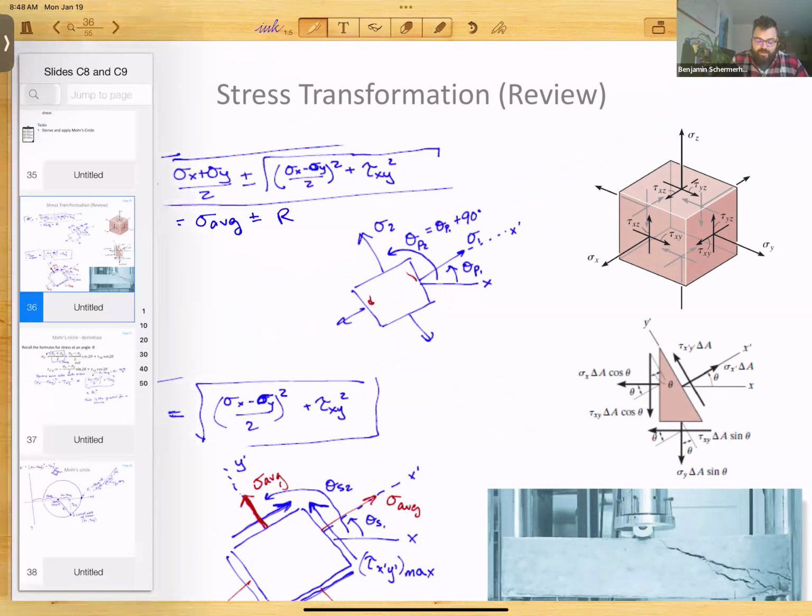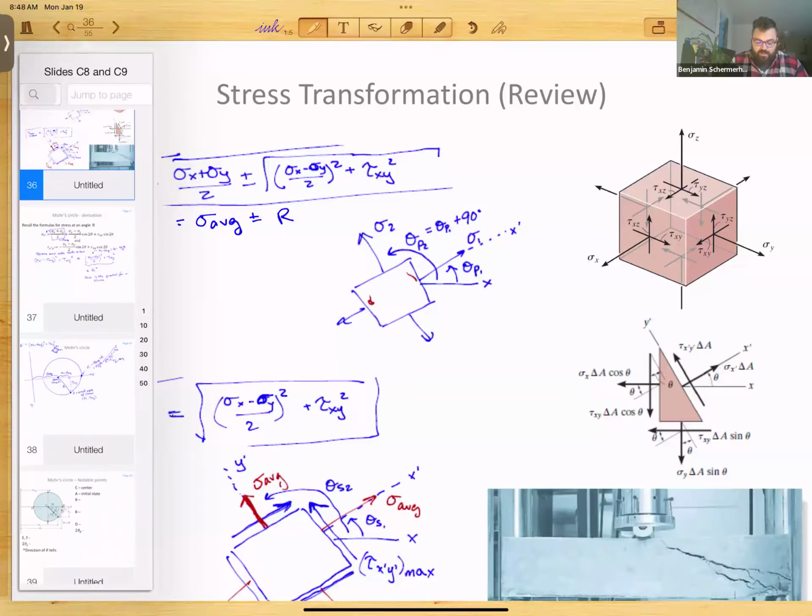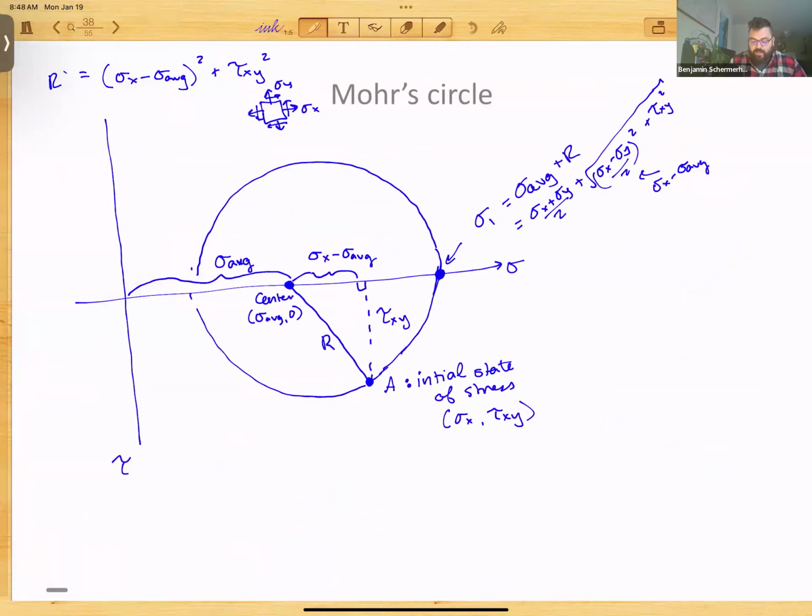Okay, what does that mean about sigma 2 then? Because there's that plus or minus. What's the sigma average minus the radius? That's going to be this side of the circle, so that's going to be our sigma 2. So those are our two principal stresses that we have. Sigma average minus the radius.